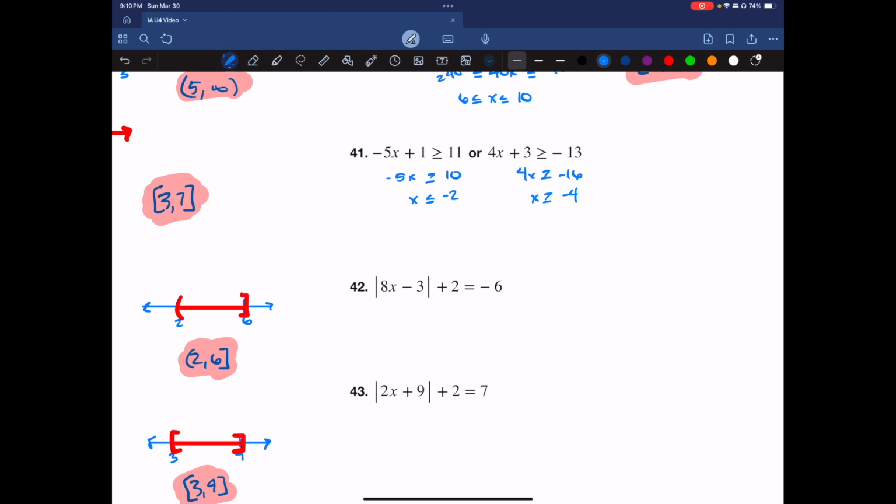Notice I flipped my sign on the first one. I didn't flip my sign on the second one, even though both answers are negative. I divided by a negative on the first one. I divided by -5, and the second one I only divided by +4. It matters what you divide by, not what your answer is. So be careful with that.